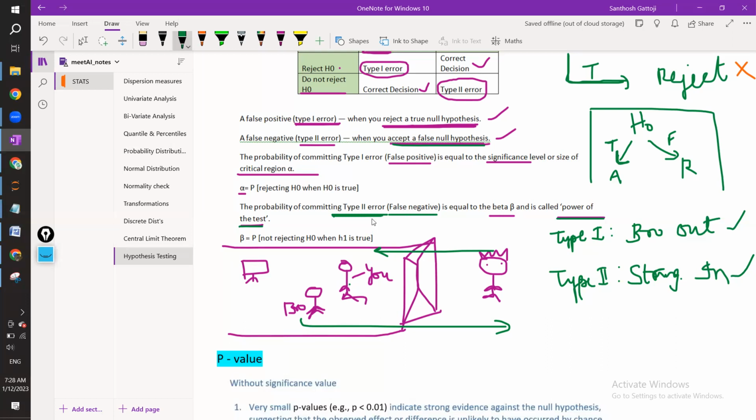But as of now, the probability of committing type 2 error is also called the power of test, because committing type 2 error is much more dangerous than the type 1 error.